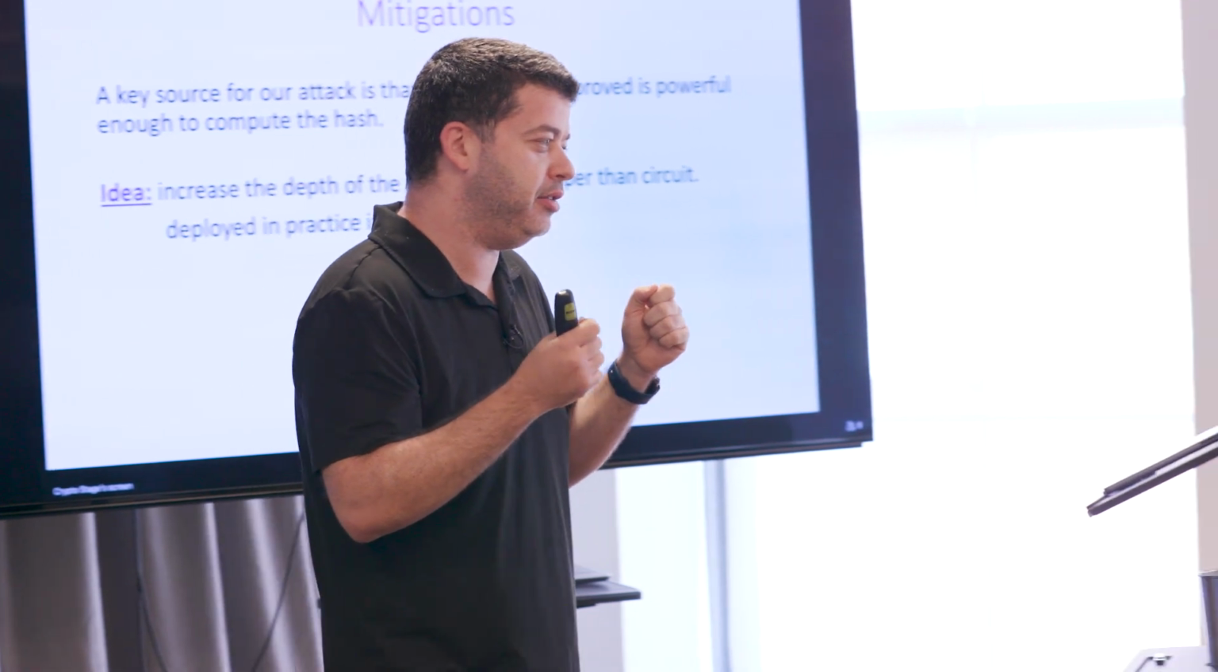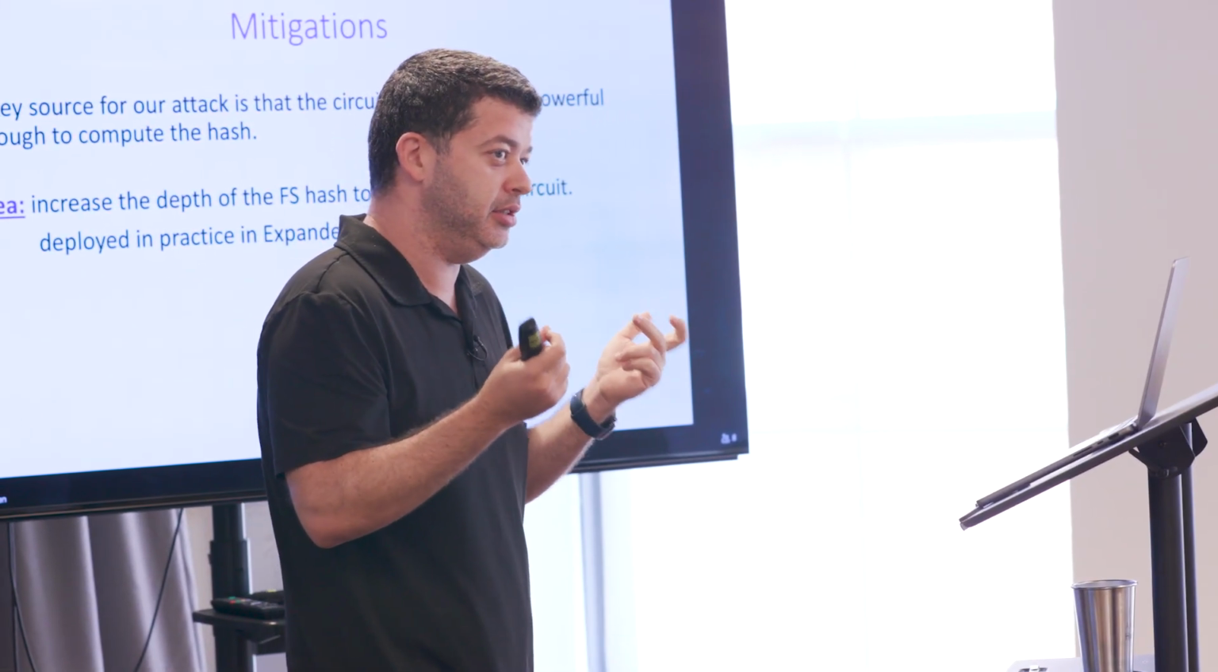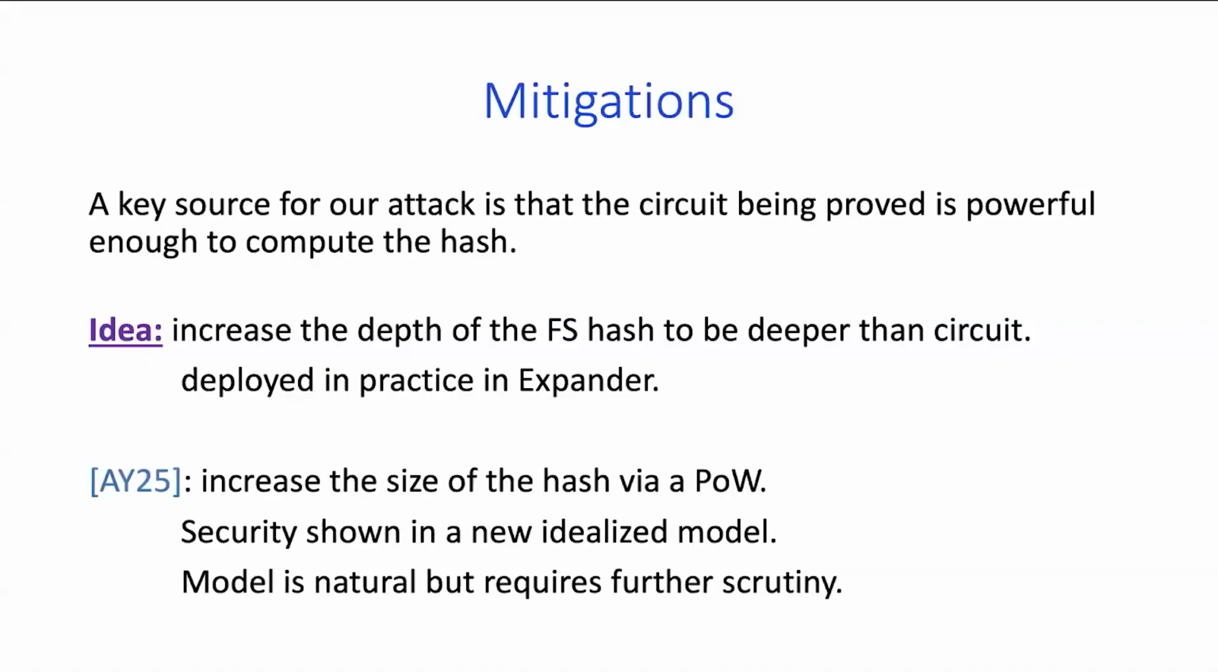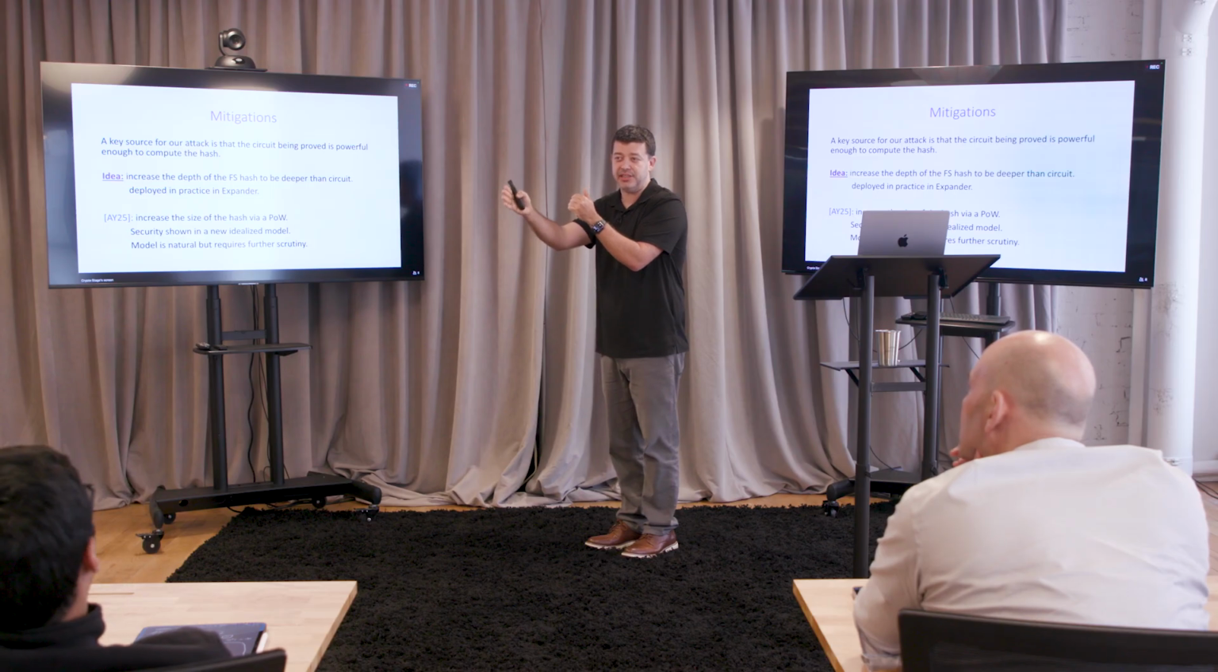So it really, to me, shakes our confidence in what's going on here. I also want to point out a work that was published just a few weeks ago, a follow-up to our work by Galanon and Elon Yogev, very shortly after our work. They were proposing a different mitigation. Instead of increasing the depth of the Fiat-Shamir hash, they were proposing to make it drastically harder to compute the Fiat-Shamir hash.